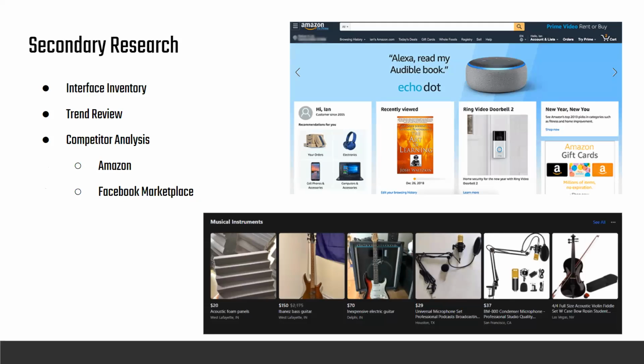For our secondary research, we conducted an interface inventory, a trend review, and a competitor analysis of Amazon and Facebook Marketplace. We found places like these have better organization, more visually appealing colors, and a better overall sense of trust. Now Connor will speak more about our problem.